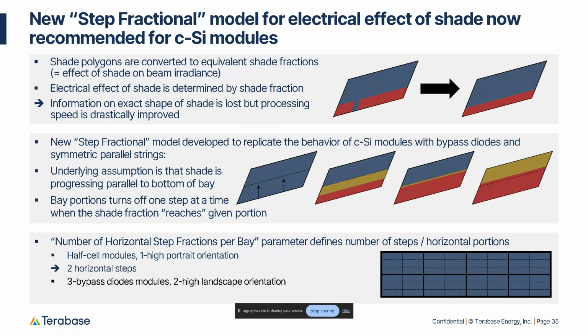Now, let's say that you change to a solution with modules that have 3 bypass diodes mounted in landscape, two high. In this case, you will have 6 horizontal steps, 3 for the 3 bypass diodes of the bottom module and 3 additional ones for the 3 bypass diodes of the top module.